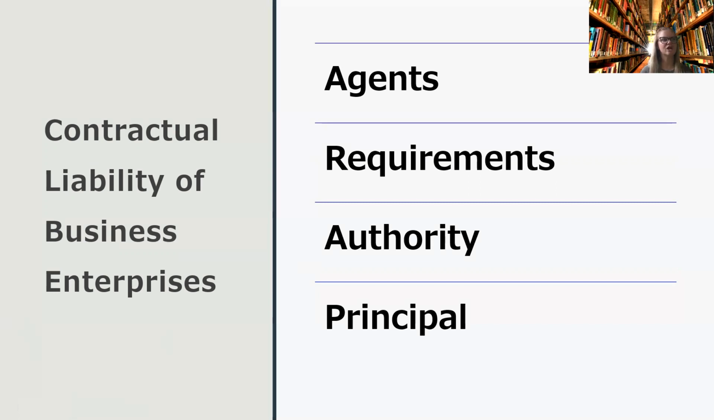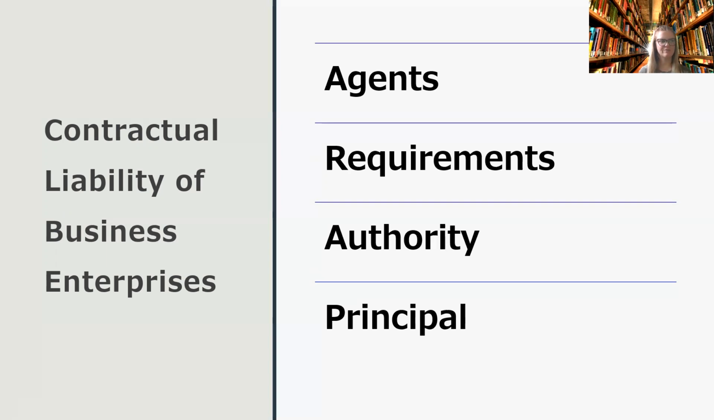An employee or independent contractor can only bind an employer to a contract with a third party if two requirements are satisfied. The first being, the employee or independent contractor is in an agency relationship with the employer, in which the employee or independent contractor is an agent of the employer. And two, the agent had authority to enter the contract on behalf of the employer. The authority may be one, actual authority, or two, apparent authority, or three, inherent authority arising from the agency relationship.